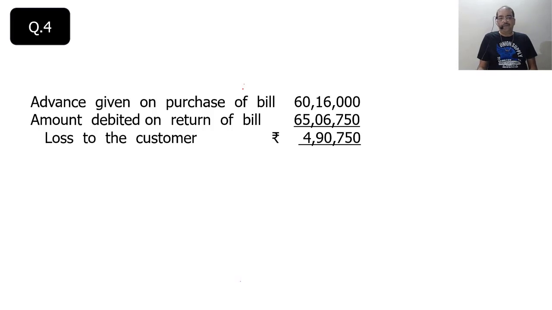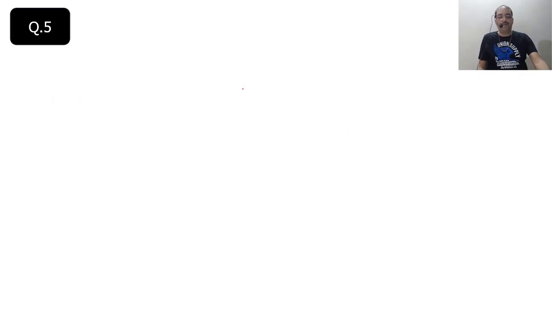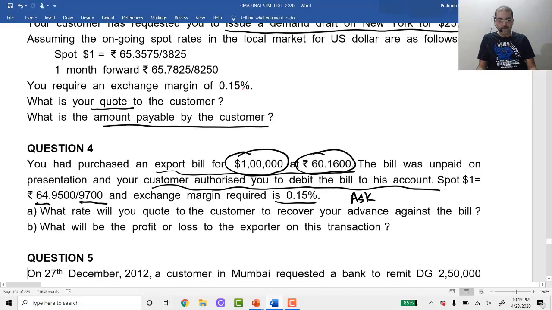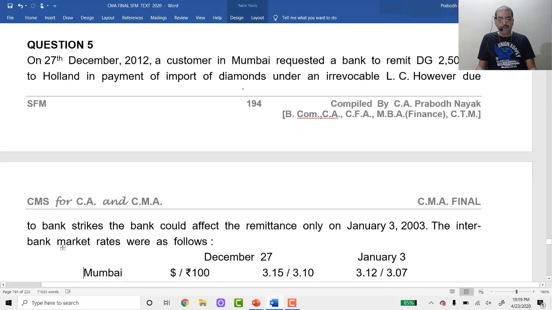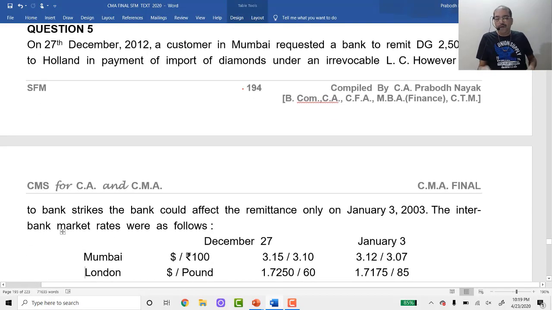Question number 5. Interesting question, an examination type question, which involves a lot of theory that we have already done. Let us see.